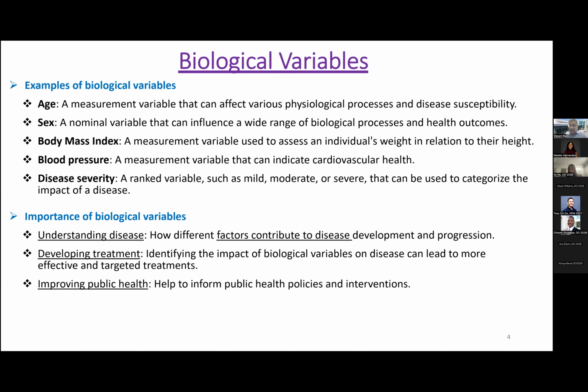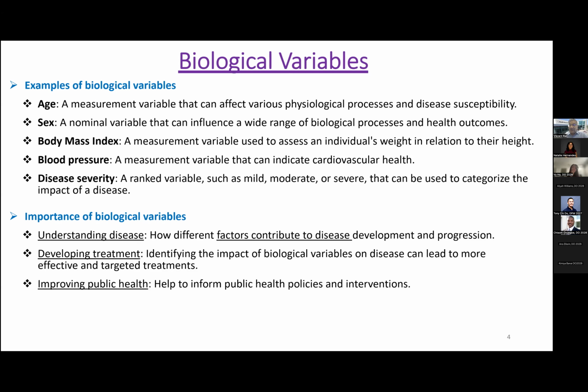So first thing is to understand the disease. Any disease which we are working on, whether it is more prevalent in male or more prevalent in female, or Americans, African Americans, Asians, or Caucasians, which race it is more prevalent, or whether it is more prevalent in aged individuals or middle age or younger individuals or children. So it is very important to understand the biological variables regarding any disease process.